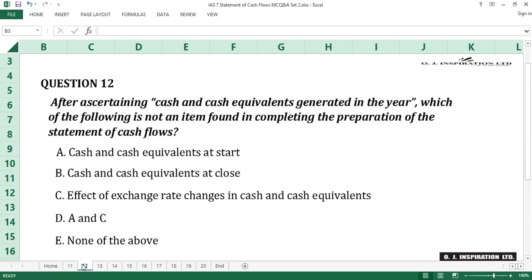Question number 12. After ascertaining cash and cash equivalents generated in the year, which of the following is not an item found in completing the preparation of the statement of cash flows? A, cash and cash equivalents at start. B, cash and cash equivalents at close. C, effect of exchange rate changes on cash and cash equivalents. D, A and C. E, none of the above. Time counts.